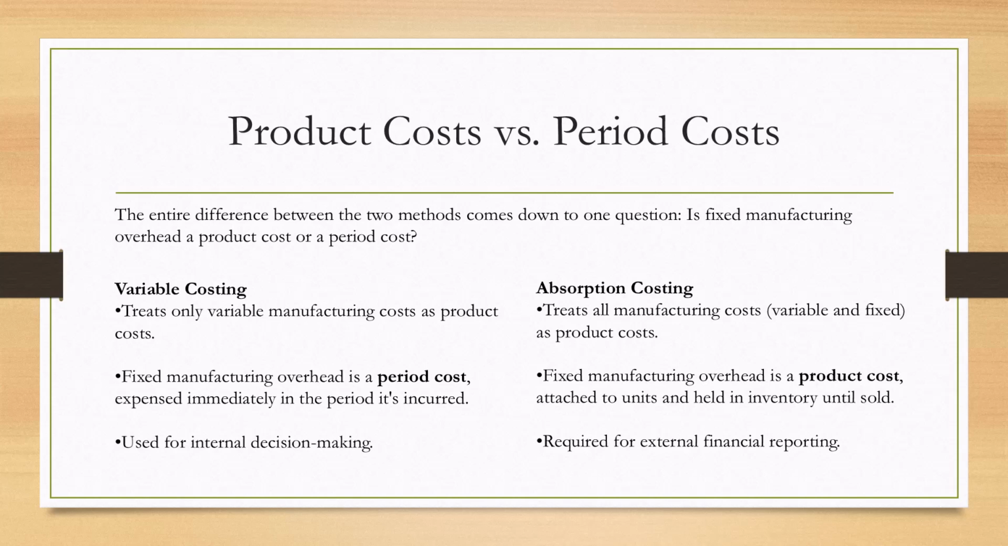On the other hand, absorption costing treats all manufacturing costs, both variable and fixed, as product costs. Under this method, fixed manufacturing overhead is attached to the units produced and is held in inventory until those units are sold. Absorption costing is required for external financial reporting.